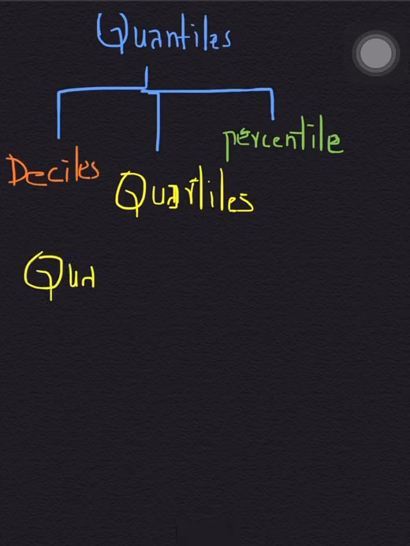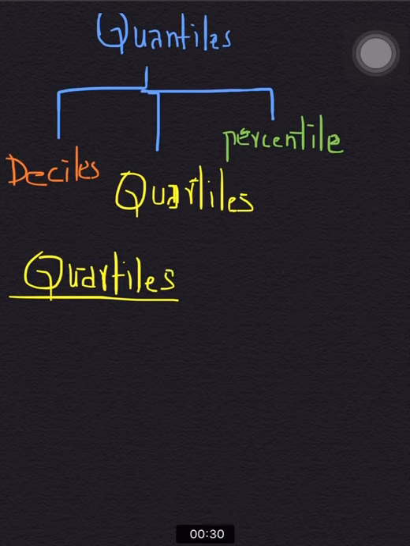Now further, I'm going to explain the quartiles. So what are the quartiles here? The quartiles are those values which divide the set of data into four equal parts, and they are denoted by Q1, Q2 and Q3 respectively. Q1 is known as the first quartile, Q2 is the second quartile, and Q3 is the third quartile or the upper quartile.